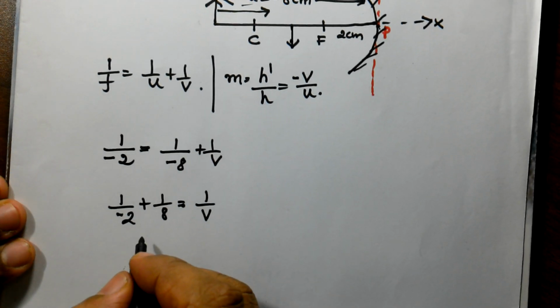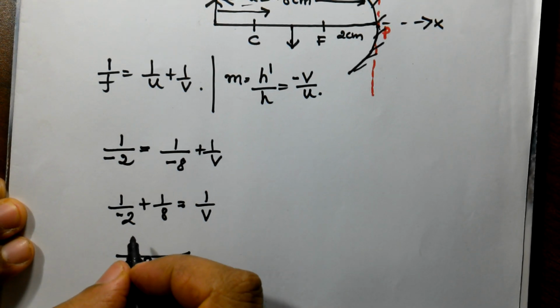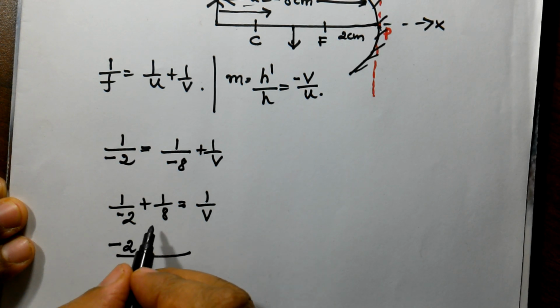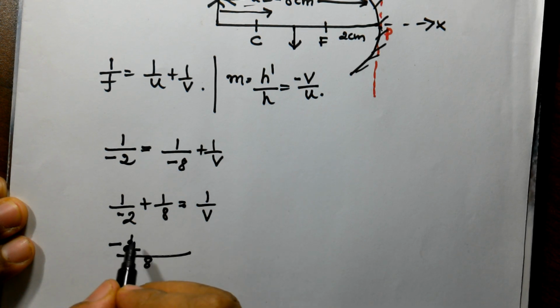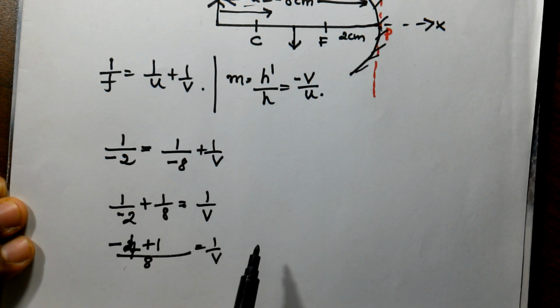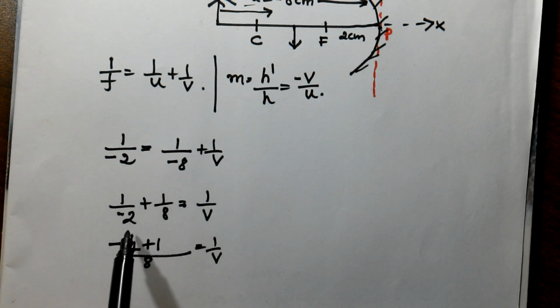So I will take 8 as common denominator. No calculator required here. Only brain is enough. Minus 2, so if you have brain, use it. Plus, oh no, these 2 4s are, so minus 4 and 8 ones are plus 1. That is equal to 1 by V. Am I right? I have a brain, but I don't know whether it's proper or not.